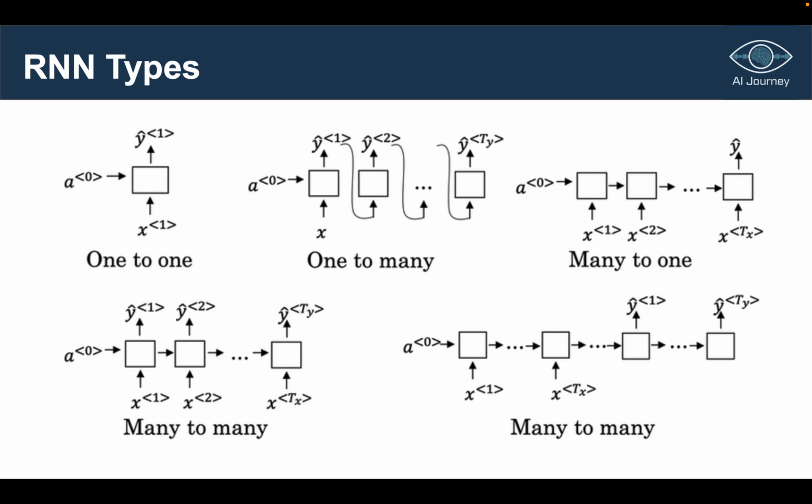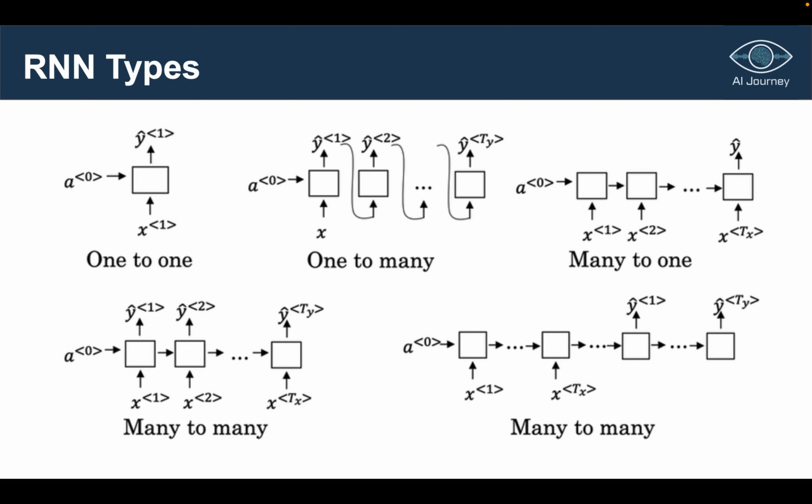RNN types are many, and for each one we have its own use case. We have the one-to-one, which is just a vanilla neural network, one input, one output at a time. We have the one-to-many, which takes one input and generates a sequence. We have the many-to-one, which takes a sequence and generates just one number, like sentiment analysis. We take a review or a comment from Twitter and predict whether this comment was bad or good, simply. We have a many-to-many, like our example from the named entity recognition. We take a sequence, and for each token, predict whether it's a name or not.